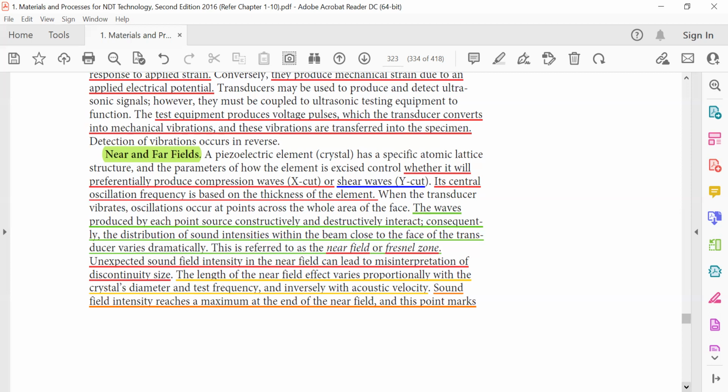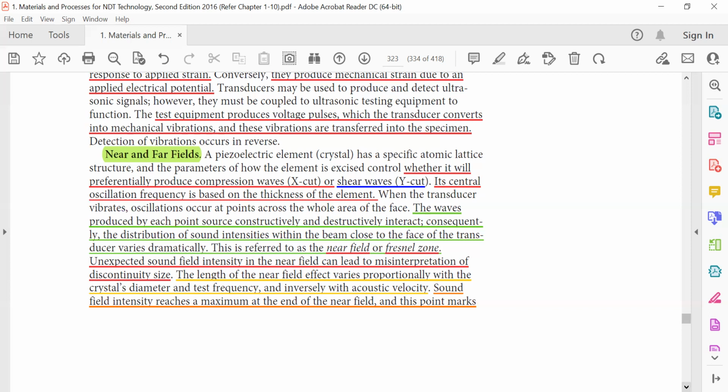So near field equals d square f by 4v. So that is why it is directly proportional to the crystal diameter and test frequency, d square f, and inversely proportional to acoustic velocity v.